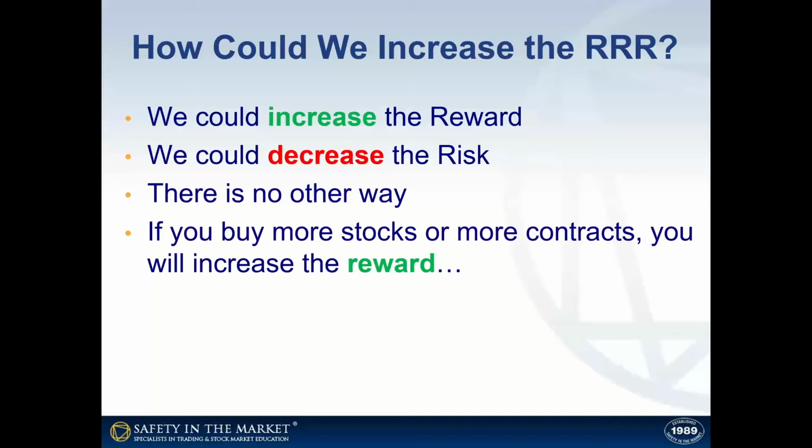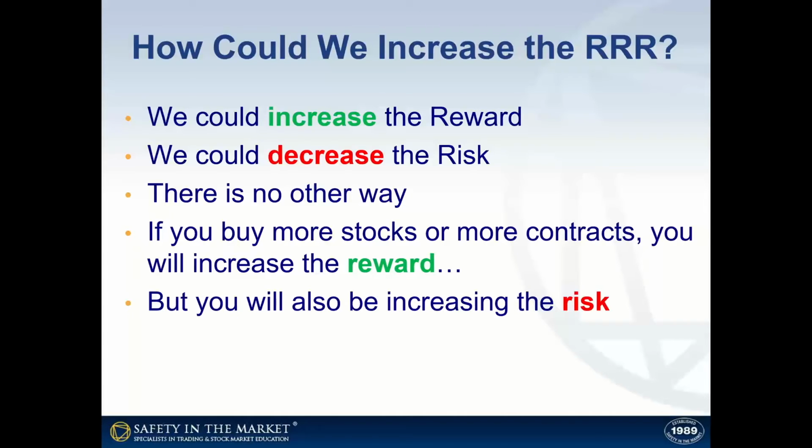Now, some people will say, well, I'll leave the reward to risk ratio the same, but I'll just buy more contracts. And then if I'm right, I'll make more money. I'll increase my reward. Just keep in mind that if you increase the reward that way by taking more contracts, at the same time, you're increasing your risk if you're wrong. So if you're right, yes, you'll make more reward. But if you're wrong, you will lose more money because you've increased your risk as well.